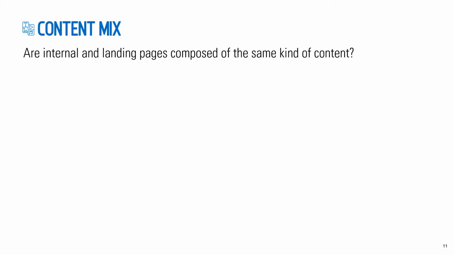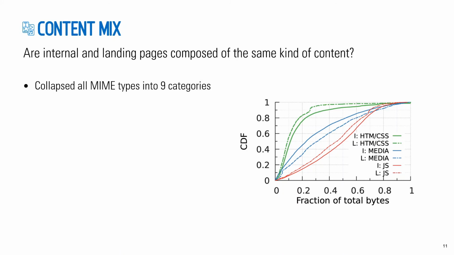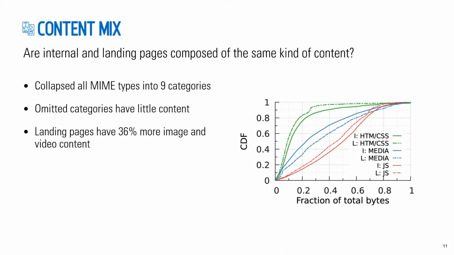To answer this question, we looked at the HAR files from the main experiment. We divided the MIME type of the responses in the HAR files into 9 different categories. This plot shows the CDF of the bytes for each category as a fraction of total page size. 3 of the 9 categories, HTML or CSS, images and video, and JavaScript made up the bulk of the pages. The other 6 categories had negligible contributions.